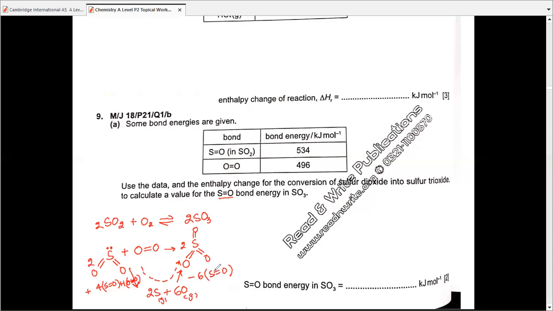So do you understand so far, or do I need to explain? I should explain it. First of all, we converted all of it by breaking, all of it. Minus 6 S=O. Since there are 3 S=O in one molecule, and there are 2 molecules being produced, 2 into 3 would be 6. Minus is there since this is bond formation, and bond formation is actually exothermic, so we needed to write minus. Okay, sir, I get it.